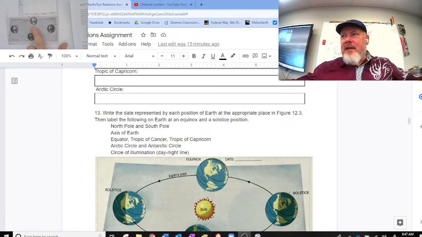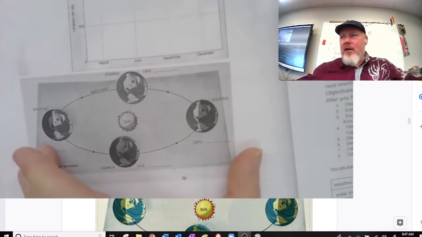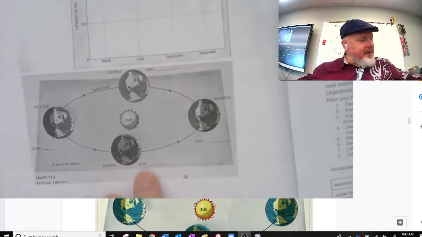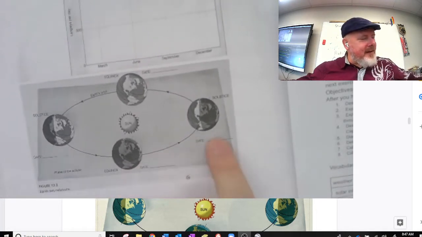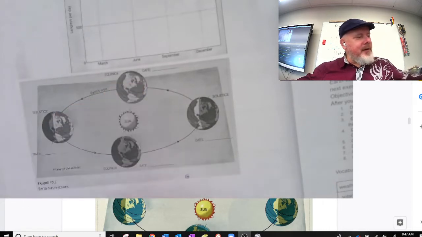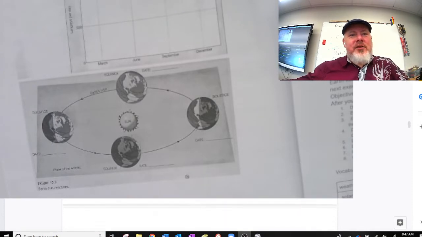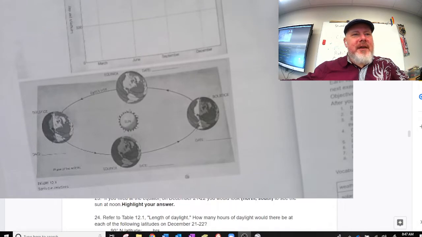You're going to have to label that on the paper, not on your lab. There's not a way of labeling a lab, so you're going to have to put that all on this paper. You're also going to have to look up and tell me what the dates are of the first day of winter, the first day of summer, the first day of spring, and the first day of fall. So the autumnal equinox, the vernal equinox, the summer solstice, and the winter solstice. That's what you're doing for those questions right there.